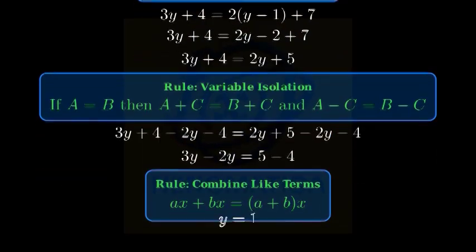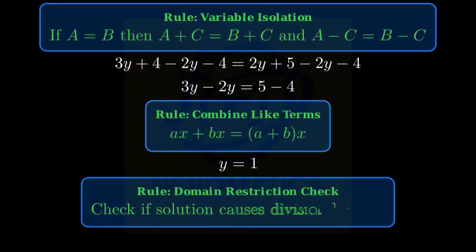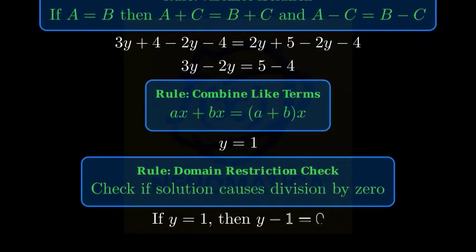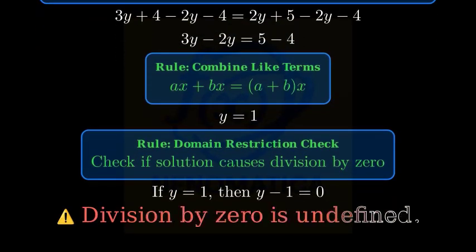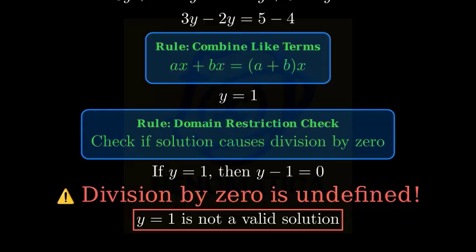Let's verify our answer by substituting y equals 1 back into the original equation. If we put y equals 1 into the original equation, we need to be careful because y equals 1 makes the denominator y minus 1 equal to 0, which means the fractions are undefined. So y equals 1 cannot be a solution to our equation. Therefore, we conclude that the original equation has no solution.